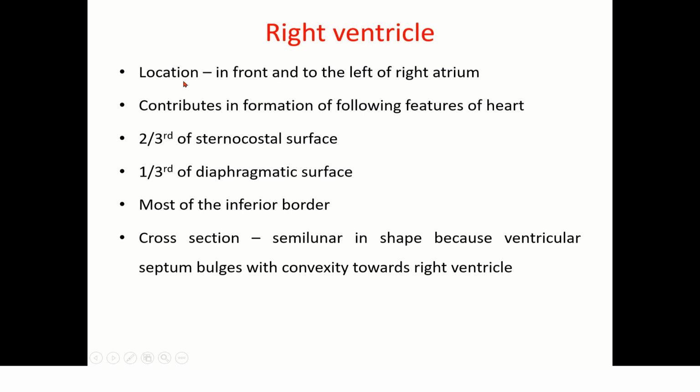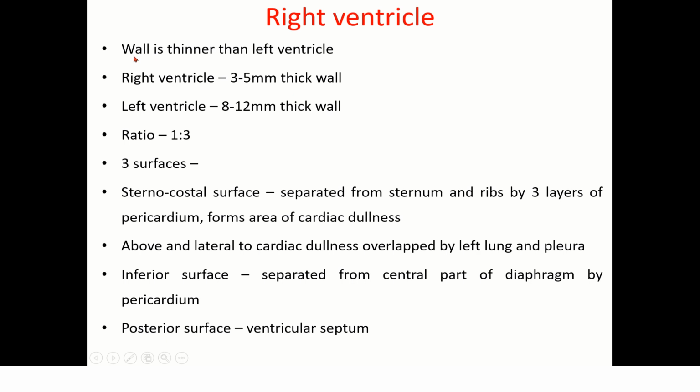So the right ventricle is located in front and to the left of the right atrium. It contributes to the formation of the following features of the heart: two-thirds of the sternocostal surface, as I explained in the earlier pictures, one-third of the diaphragmatic surface, and most of the inferior border. On cross section, it appears semilunar in shape because the ventricular septum bulges with convexity towards the right ventricle. The wall is thinner than the left ventricle. The right ventricle wall is approximately 3 to 5 millimeters thick, whereas the left ventricle is 8 to 12 millimeters thick. The ratio is almost 1:3.